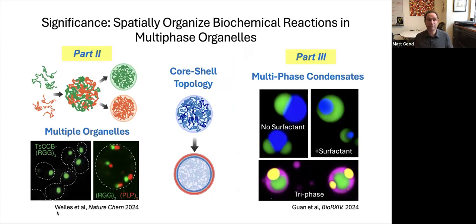Okay, so for this section, why is this work significant? In the previous section, I showed you we can build discrete compartments from different IDPs, right? We can make red and green compartments in the cell or in vitro. And then in this part, I've shown you that we can build surfactant proteins to create core shell topologies or these multi-phase, biphase, or triphase assemblies. And we really think this is useful to construct minimal condensates that can be used to spatially partition biochemical reactants.